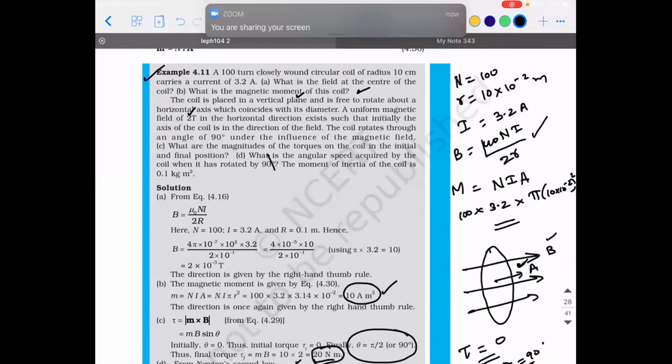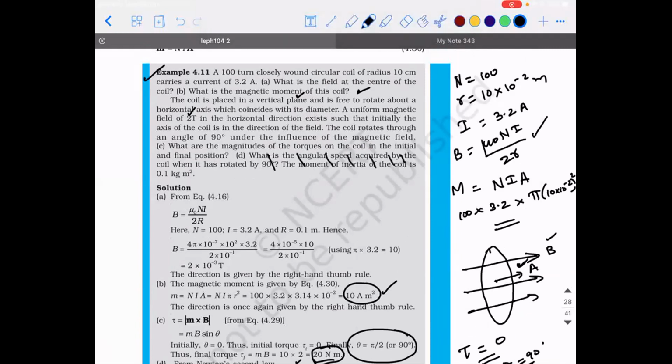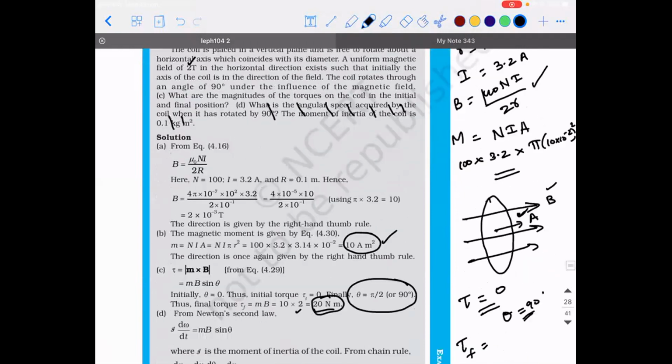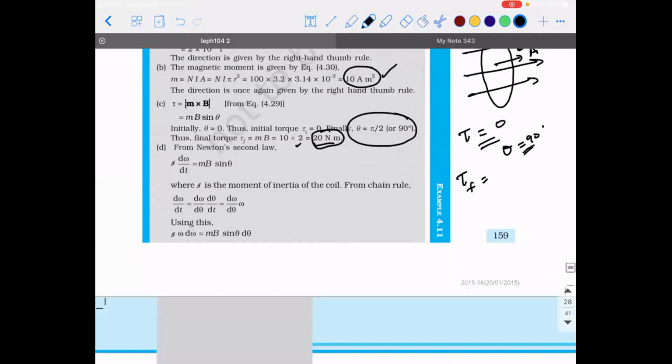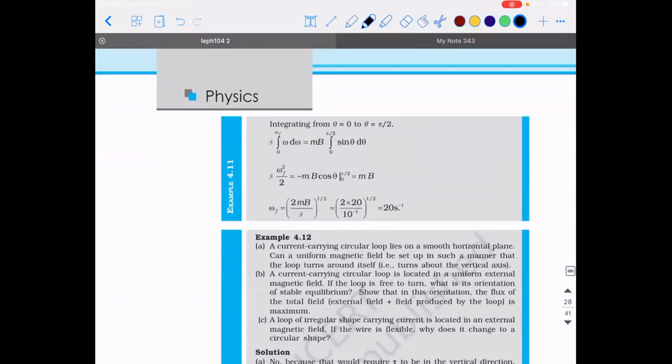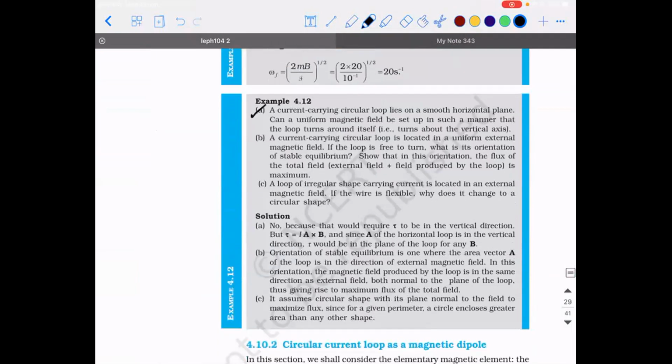Now it's visible. This angular speed and moment of inertia, I will explain it in the next chapter. I don't want to explain now and confuse you. Rather, we can go to the next problem.